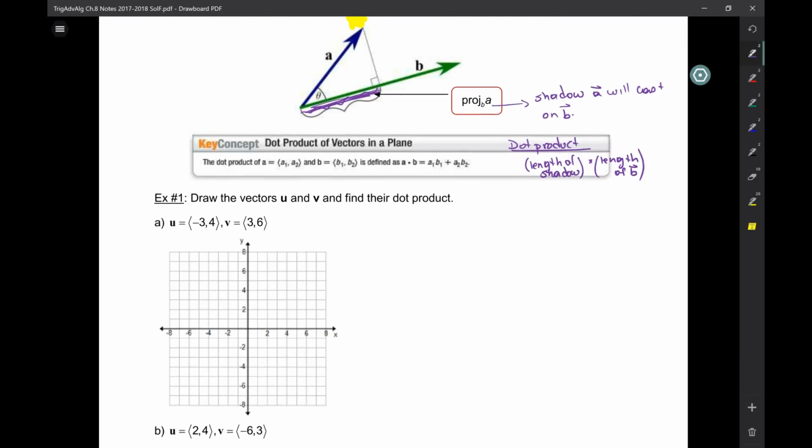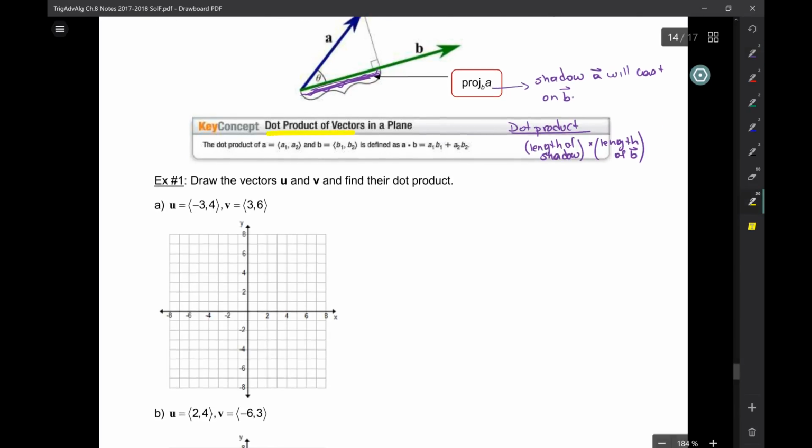All right, how do we find a dot product? Well, if you have A and B, then the dot product is this. The way we write dot product is we say A dot B. And the way you do it is A1 B1 plus A2 B2, just like that says over there. So you multiply the first numbers with each other, the second numbers with each other, and then you add them to each other.